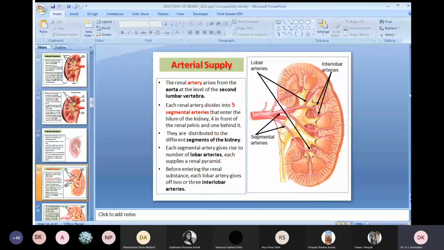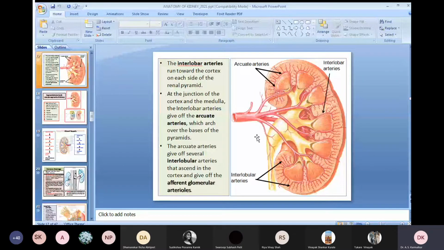Before piercing the substance of the kidney, it will divide into the interlobar artery. Now, what happens to this artery? Once they enter, they will go upwards just by the side of the pyramid, and go onto the base of the pyramid. These are called the arcuate arteries. Are you getting it? The arcuate arteries run on the base of the pyramid.